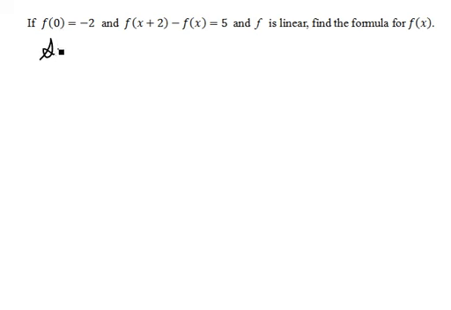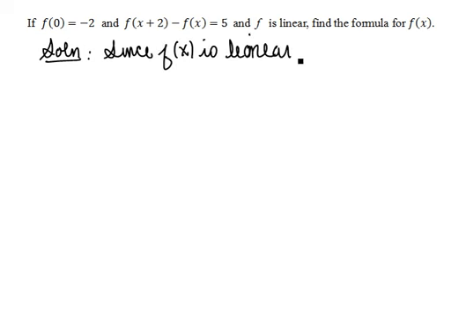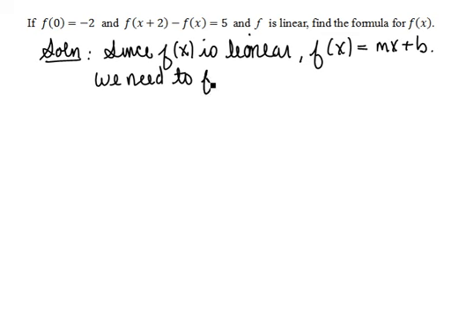Well, let's take into account, first of all, the fact that f is linear. Since f of x is linear, we know essentially what f looks like. F of x has to have the form mx plus b, where m is the slope and b is the y-intercept. We simply need to find those two unknowns, the slope m and the y-intercept b. If we know m and b, we've got the formula. We're given two pieces of information here, so let's use those, and hopefully each one will give us one of these two unknowns.